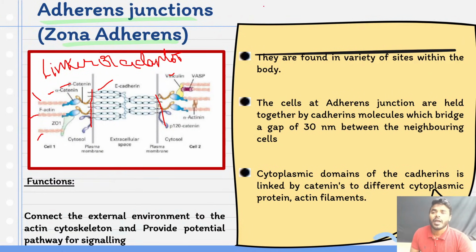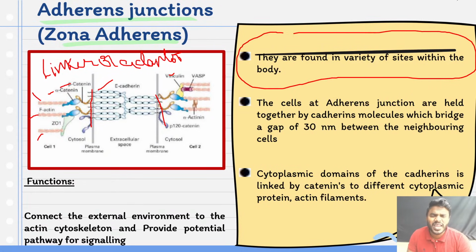And friends, where will the adherens junctions be present? When we were reading the tight junctions, I gave you examples, that's all. It is present in the kidney epithelial cells. You have to remember tight junctions are present in every single cell. Similarly, adherens junctions are also found in a variety of sites within the body. Many sites. The point is very clearly studied.